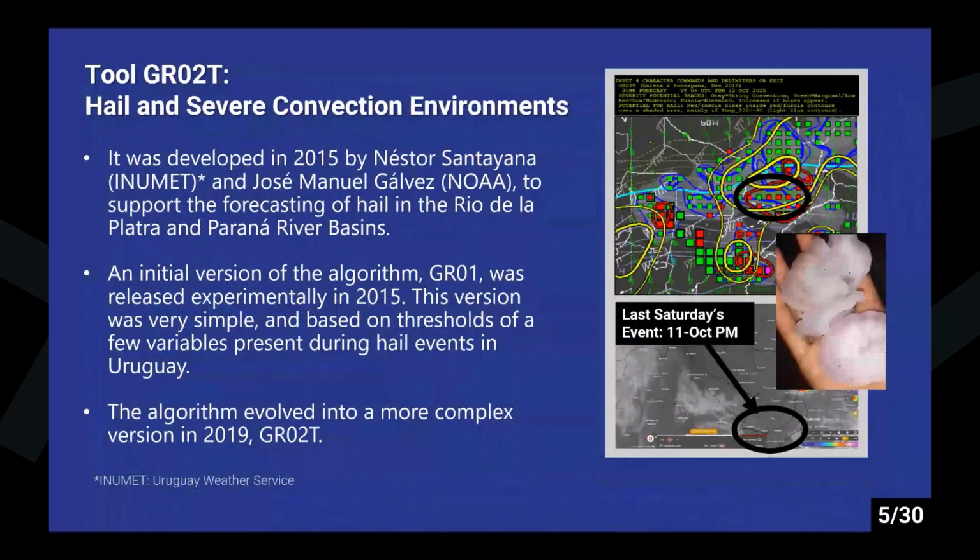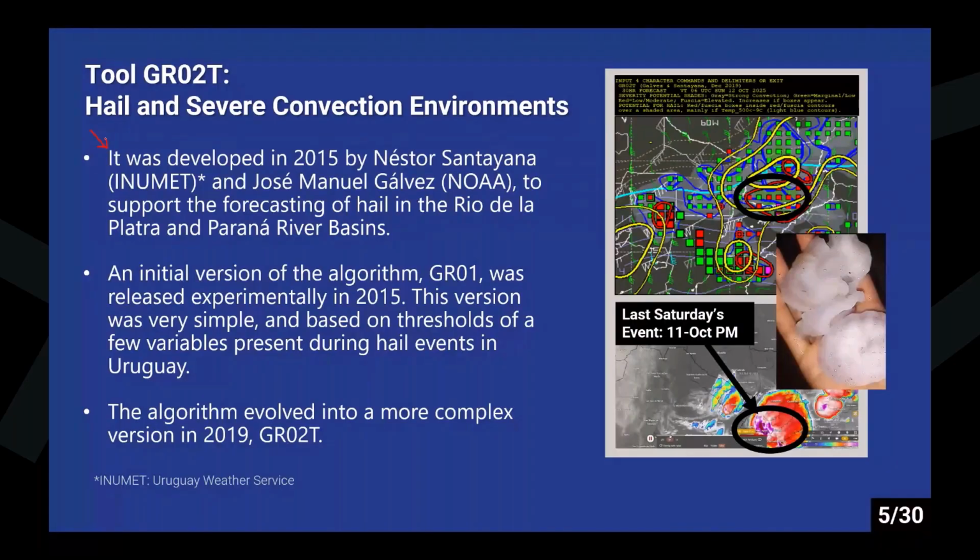So this is the tool that we developed, the GR02T. The first time we developed this tool was in 2015. I developed it with Néstor Santayana. Néstor Santayana is a forecaster from the Uruguay Weather Service. Well, was a forecaster; now he's higher up in the Uruguay Weather Service. He came to train with us at the international desks in 2012 and brought this concern about the need of becoming more skillful in forecasting hail.